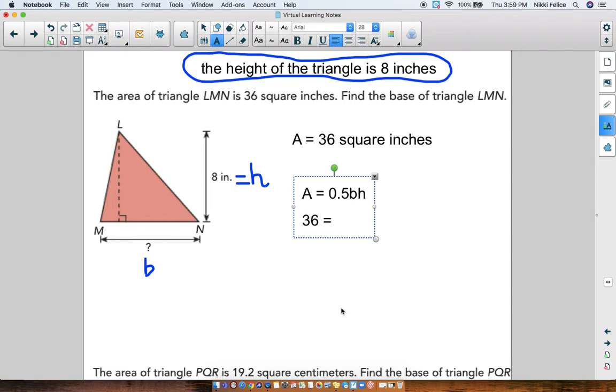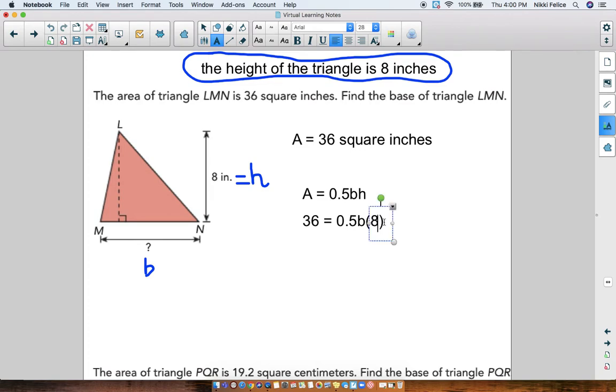36 equals 0.5 times, I don't know the base, so I'm going to leave B. I do know the height. 8, right? Or just 8. You don't have to. I'm going to put the parentheses. It makes it easier to see. All right, that's what we know. So now how do we start solving? 0.5 times B times 8.